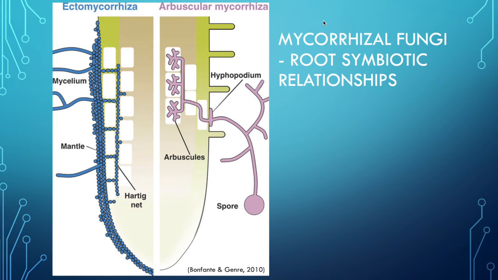So the two main groups of mycorrhizal fungi or root symbiotic relationships that we will look at, there are many more. However, these are the two major groups and the most common types. So the arbuscular mycorrhizal fungi, which we will talk about extensively, are the most ancient form, coming onto Earth about 450 million years ago with the advent of plant colonization on land.